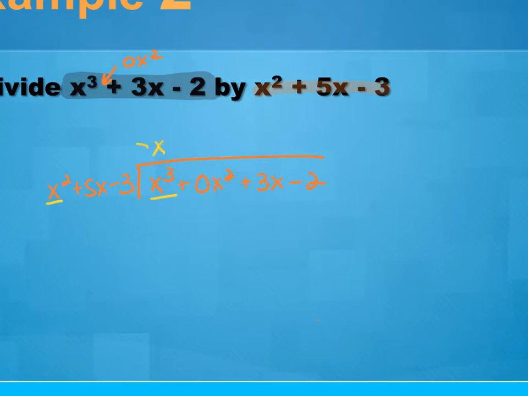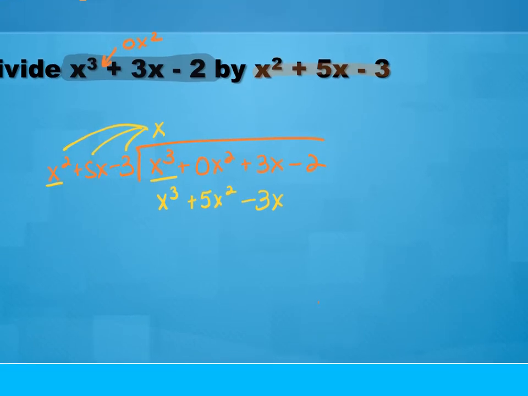I'm going to multiply it times all three things. X times x squared is x to the third. X times 5x is positive 5x squared. X times negative 3x is negative 3x. Change your signs. Minus, minus, plus. X to the third minus x to the third cancels. 0x squared minus 5x squared is a negative 5x squared. Positive 3x and positive 3x is positive 6x. Bring down the next term.